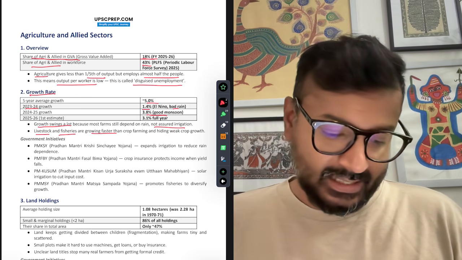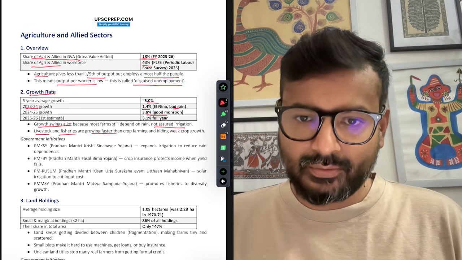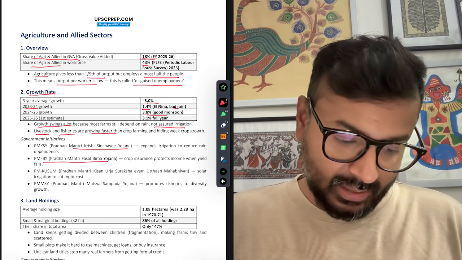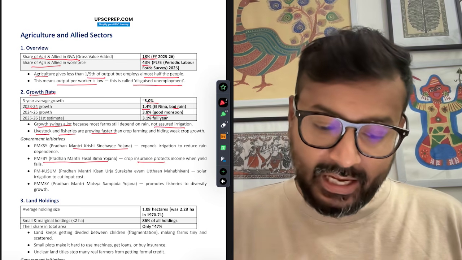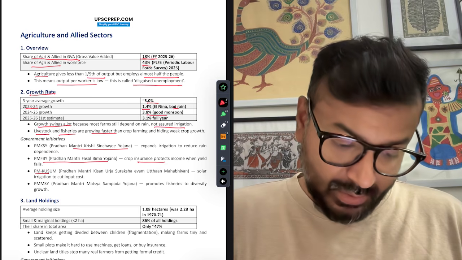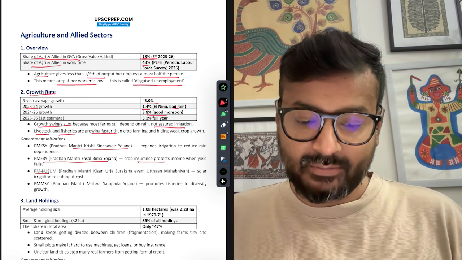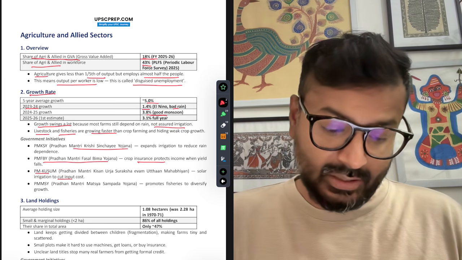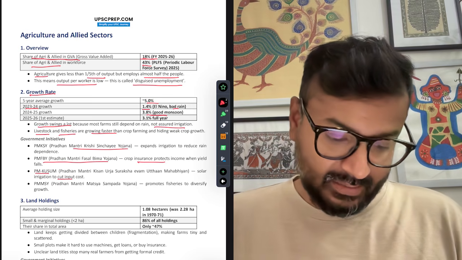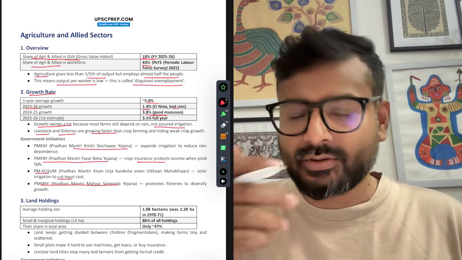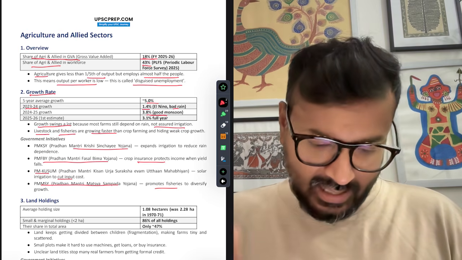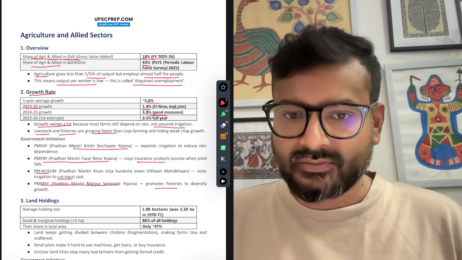Now, what is the government doing in this regard? There are various schemes run by the government to improve our productivity. There is Pradhan Mantri Krishi Sinchai Yojana to expand irrigation, Pradhan Mantri Fasal Bima Yojana to provide insurance protection to crops, Pradhan Mantri Kusum Yojana, Pradhan Mantri Krishi Urja Suraksha Evam Utthan Mahabhiyan for solar irrigation to cut the input cost. Okay, so as to increase the profitability of agriculture. Then there is Pradhan Mantri Matsya Sampada Yojana for the allied sector for promoting fisheries. There are other schemes as well, as we'll move forward in this video, we'll see.